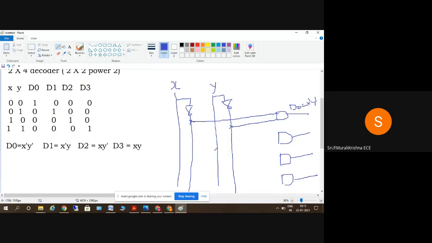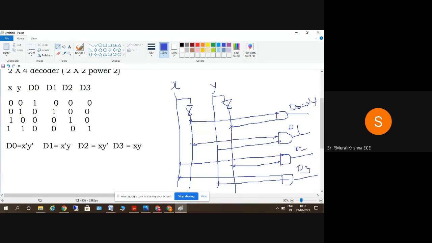Okay. So D1 is X bar Y. So this is X bar, and this is Y. And D2 is X Y bar. This is X here, and this is Y bar. And D3 is XY. This is X, and this is Y. So this is D naught, D1, D2, and D3. Clear?